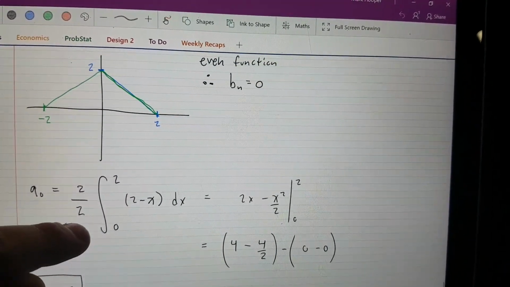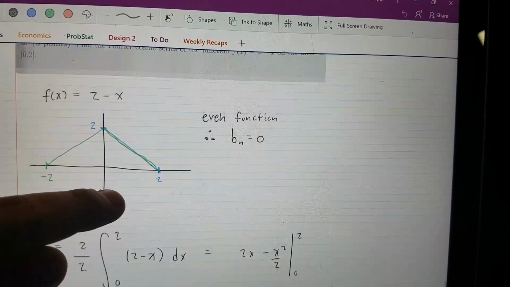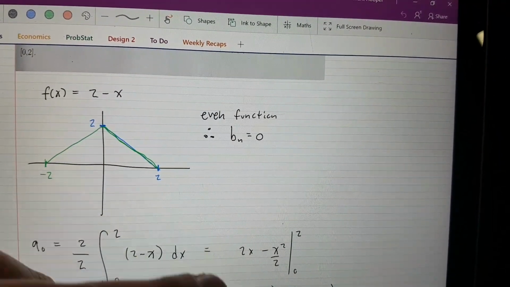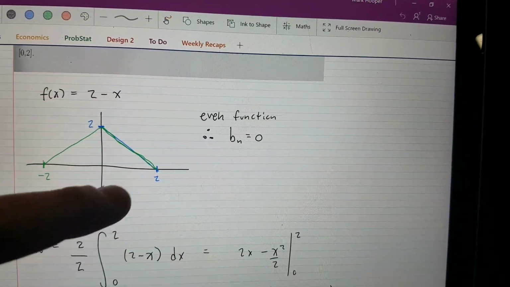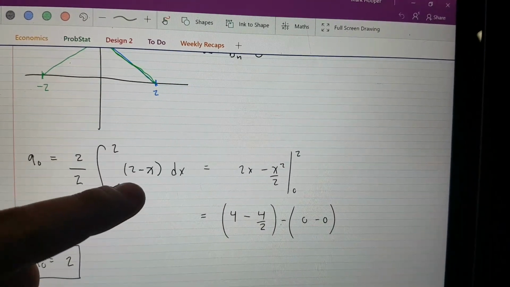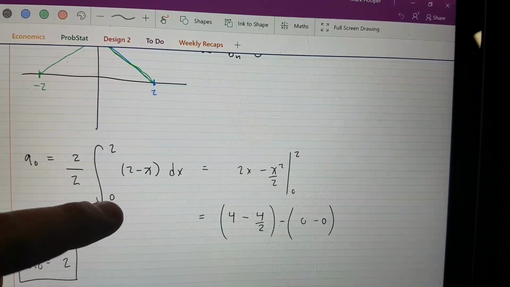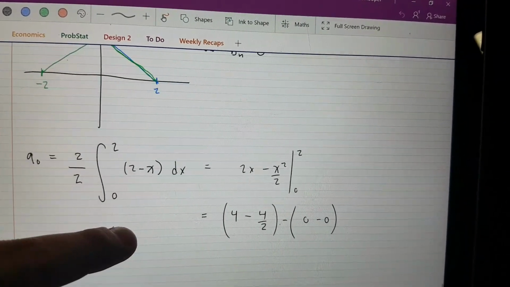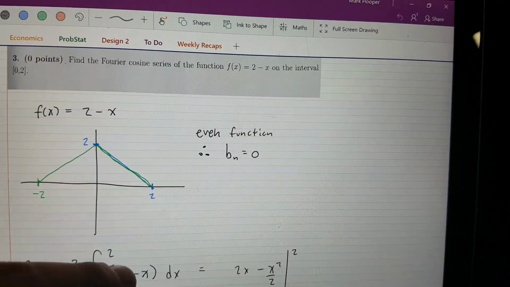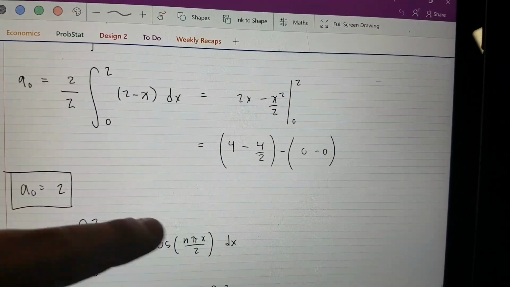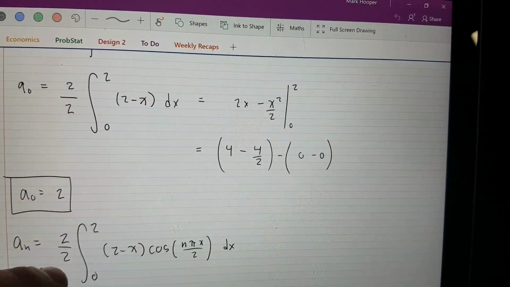So a0 is going to be an even function now, right? Because this is now an even function times an even function. Well, sorry, this is just an even function. So we can multiply by 2 and evaluate from 0 to 2, which is what we're supposed to do because that function's only defined from there to there. So then we get this, and then we just plug this in and compute it. So we got a0 equals 2.